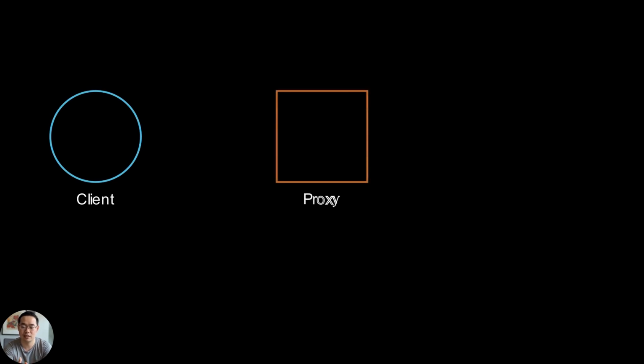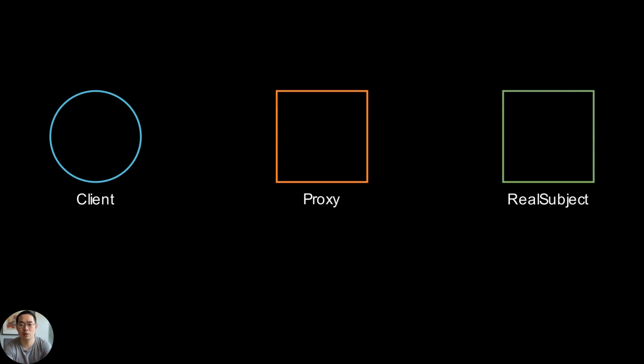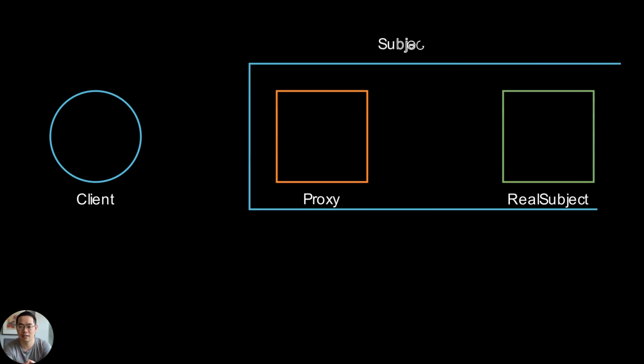First, we have the client, which needs a task performed. It will communicate with the proxy, which acts as an intermediary. The proxy, in turn, manages access to the real subject, the object that contains the core logic and does the actual work. Crucially, both the proxy and the real subject adhere to the same subject interface. This shared interface acts as a contract, ensuring the client can interact with the proxy just as it would with the real subject, without needing to know the difference.